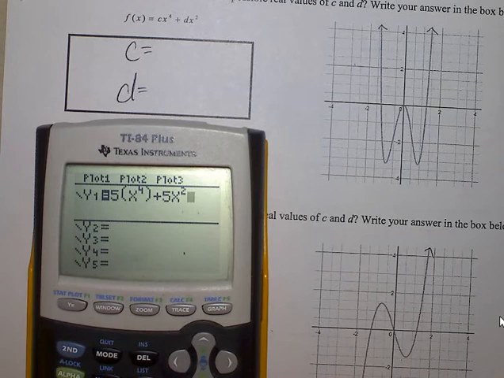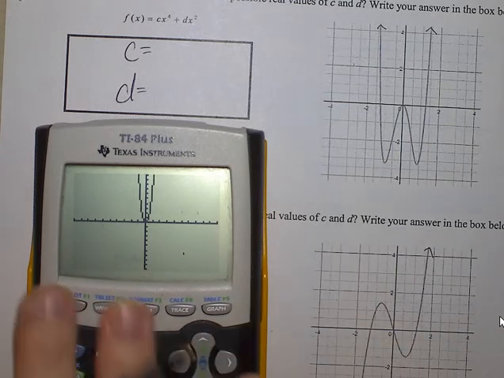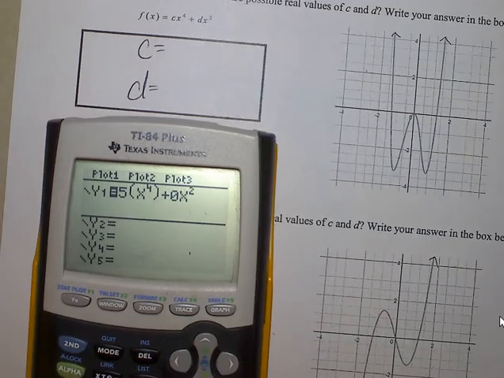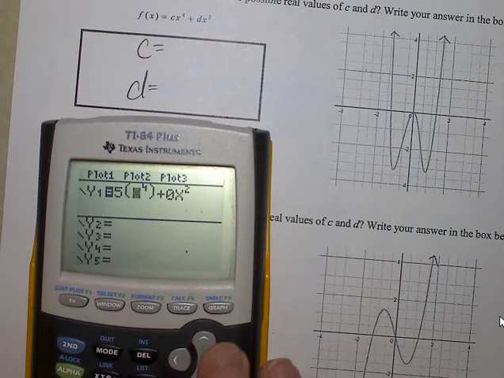So I'm trying 2 positives. Do 2 positives give me the same shape? Nope. Okay, let's change it. Now let's change it positive 5 and back into a 0. So now I'm changing the positive D into a 0. Does it work now? Nope. Okay, let's change it into a negative 5.